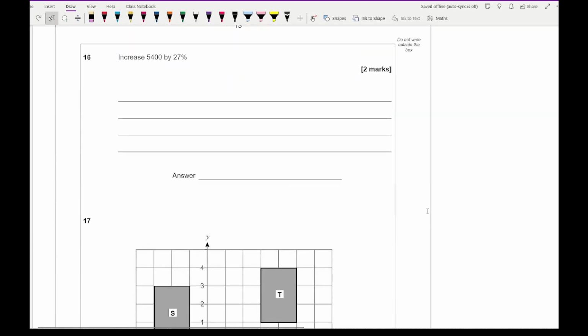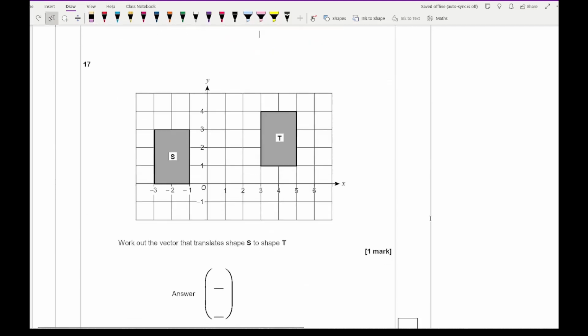Question 16, it says increase 5,400 by 27%. So we want to multiply. Now if we're increasing by 27, we do 100% plus 27%, which is 127%, and that as a decimal is 1.27. So 5,400 multiplied by 1.27, and it gives us an answer of 6858.